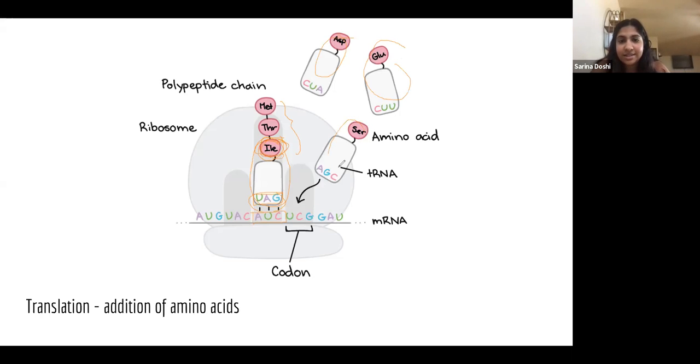I know what this is. This is serine, and serine binds to UCG. So the anticodon AGC: A binds to U, C binds to G, and G binds to C, right? That's how we know that serine belongs there, and it'll come, it'll bind, and then the ribosome will catalyze the reaction that joins all of these amino acids together. This right here is a codon. It's basically a group of 3 bases in an mRNA. And let's keep going.